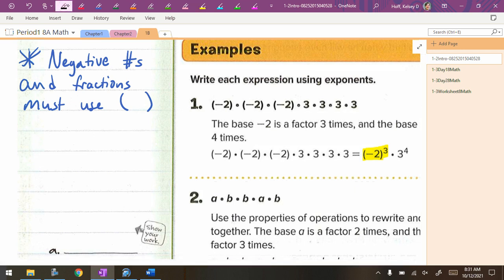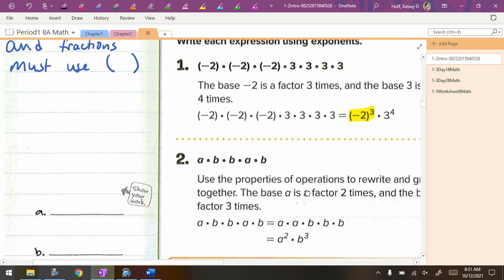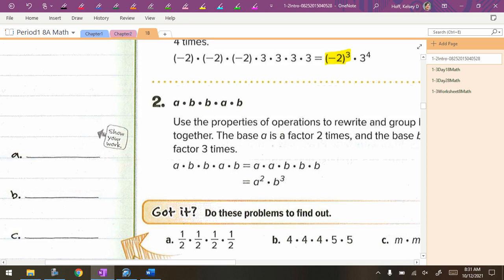Example number 2. How many A's are there? 2. So we wrote A to the 2nd power. How many B's are there? 3. So you have B to the 3rd power.